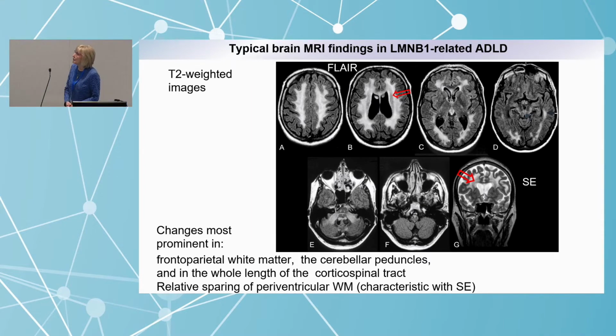These are typical MR images of an ADLD patient with relatively mild symptoms. Can you move closer to the mic, please? Is it better now? Okay. Quite large hyperintensities in the cerebrum, and a hyperintense pyramidal tract, you can see here, here, and here. So it is the whole tract which is sick.